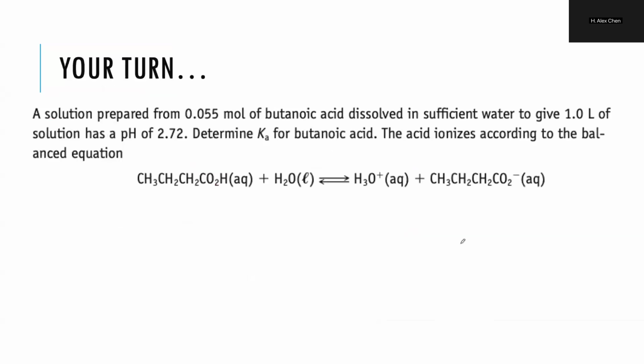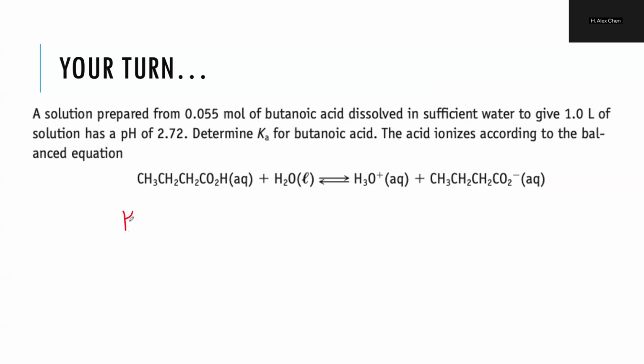Now it's your turn. A solution is prepared from 0.55 moles of butanoic acid dissolved in sufficient water to give 1.0 liter of solution that has a pH of 2.72. You are to determine the Ka of butanoic acid. The acid ionizes according to the balanced equation below. So in this case, you need to do a RICE table for this problem.